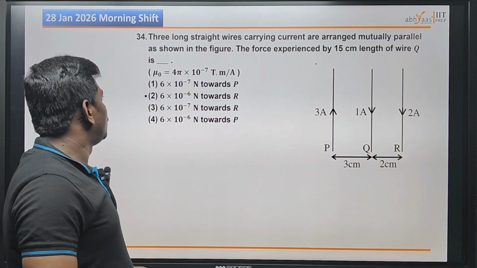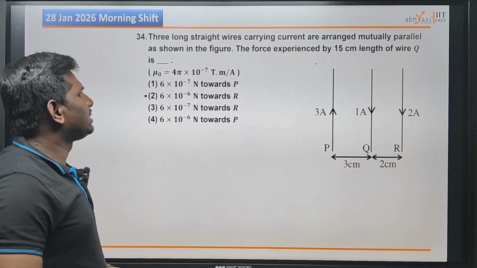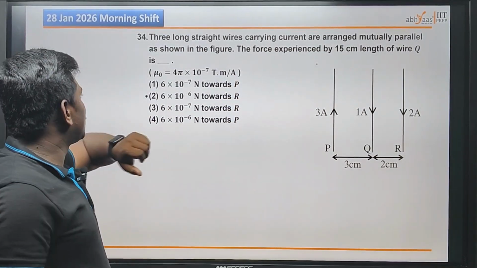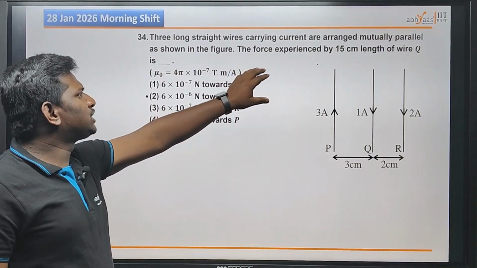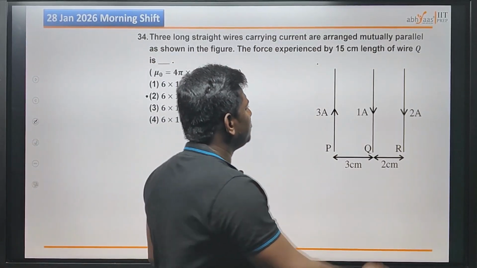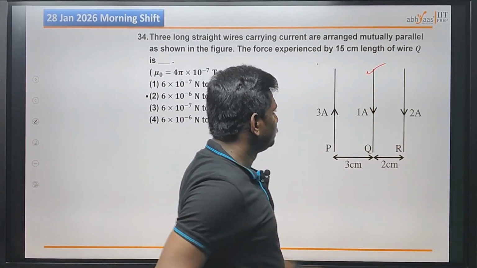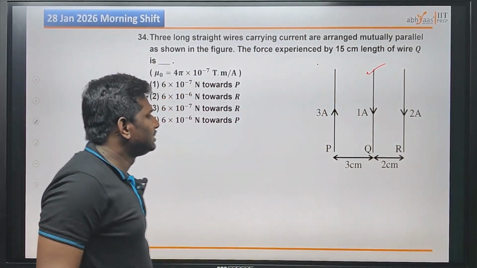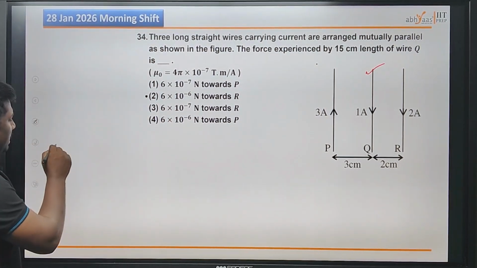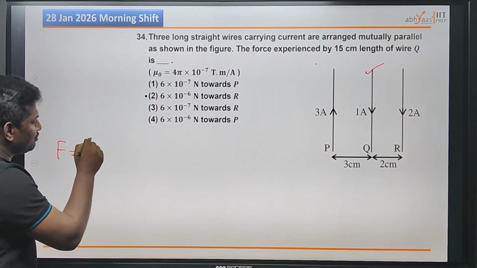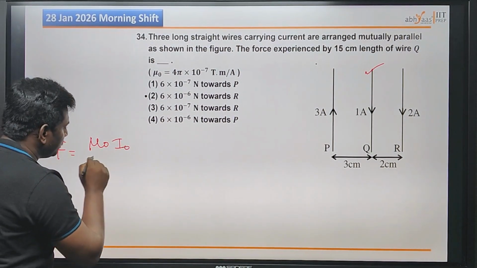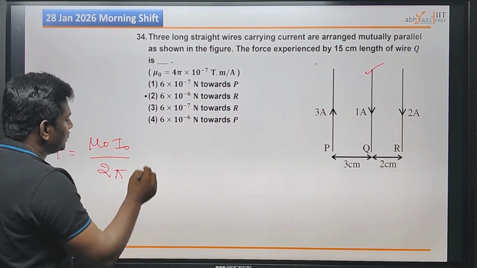34. 3 long straight wires carrying current are arranged mutually parallel as shown in the figure. The force experienced by a 50 centimeter length of wire Q, which is at 15 centimeters. So force can be written as mu naught I naught by 2 pi.